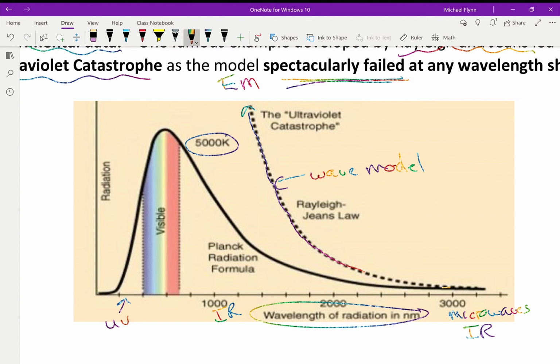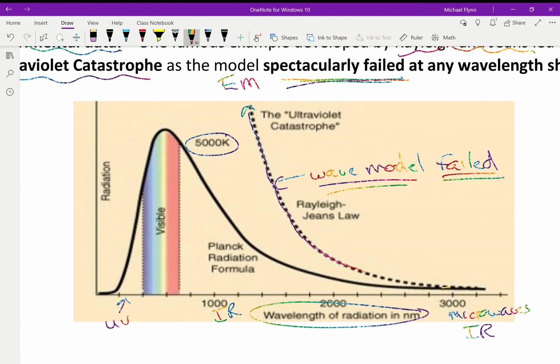Which, by the way, would mean that the sun would be emitting not just toxic levels of ultraviolet light, way more than it does already, but levels of X-rays and gamma rays that would basically destroy all life on this planet. And life could not exist in the universe at all if this is really how it worked. So this wave model failed. It's a major fail.